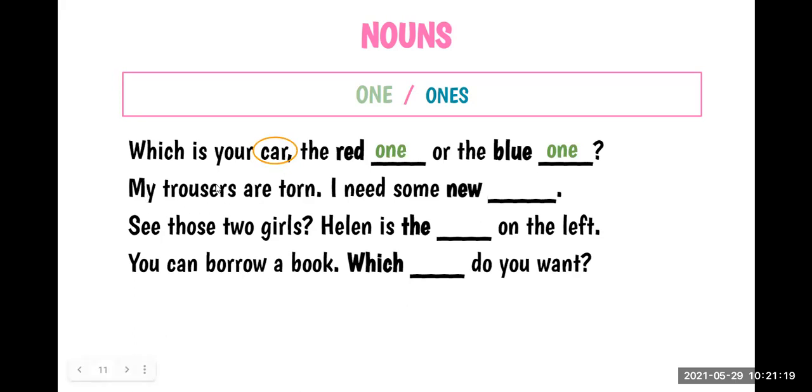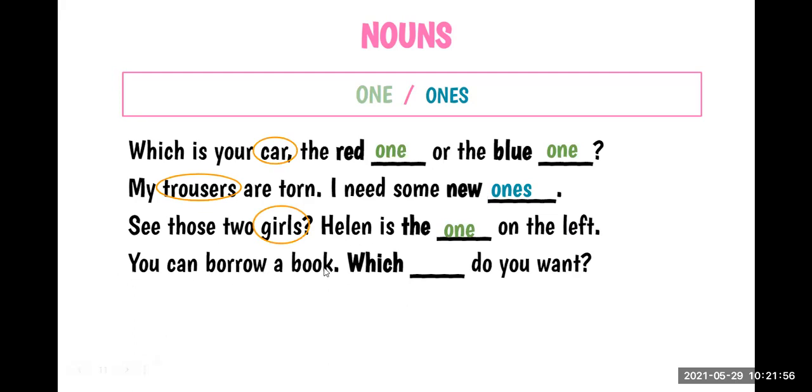Very good. It says, my trousers are torn. I need some new ones. Ones, right? Very good. So we are referring to trousers. Trousers, yes. What about this one? See those two girls? Helen is the one on the left. So in this situation, we are referring to the girls, but especially we are talking about Helen. Very good.